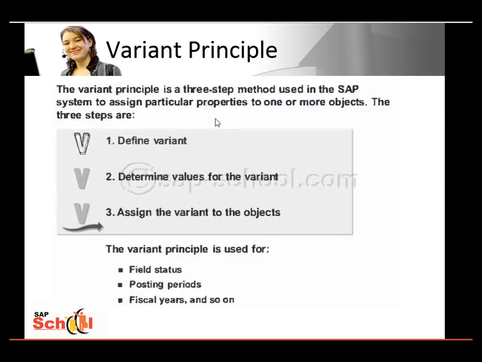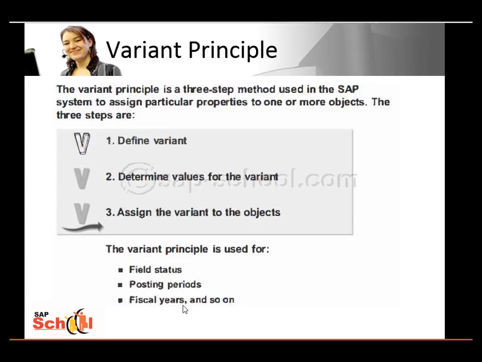One of the key concepts in SAP ERP system is the variant principle. The use of variants makes it easier to maintain properties that are common among several business objects. So essentially, this is a three-step process used in the SAP system to assign properties to one or more objects. And the three steps are: define the variant, determine values for the variant, and then assign the variants to the objects. This principle is used for things like field status, posting period, and fiscal years.